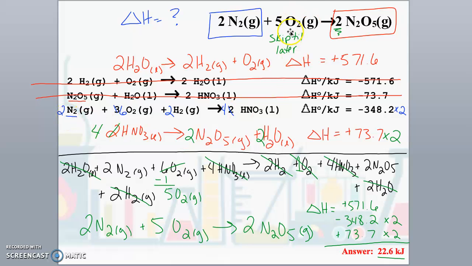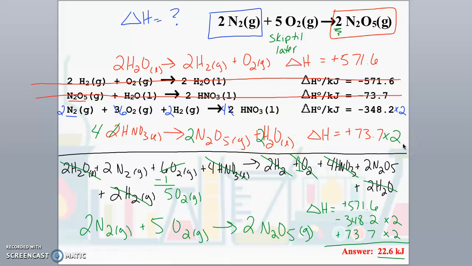The next is the oxygen, and notice how the oxygen's in 2 places, 2 different reactions. When I come across this, I'm just going to skip it. I'm going to move on, and hopefully this will all sort itself out. So moving on, N2O5, I need 2 N2O5s as products. I have 1 as a reactant, so I have to flip this reaction. So I flip the reaction, then I multiply by 2. That's written down here. I flipped it, changed the sign, then multiplied everything by 2.